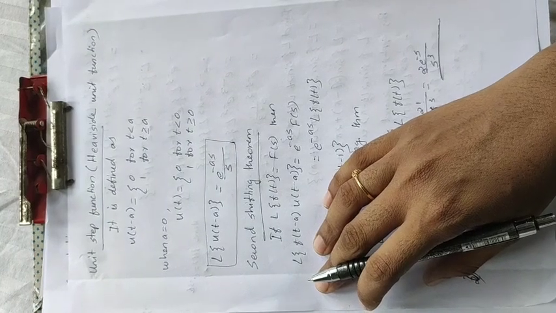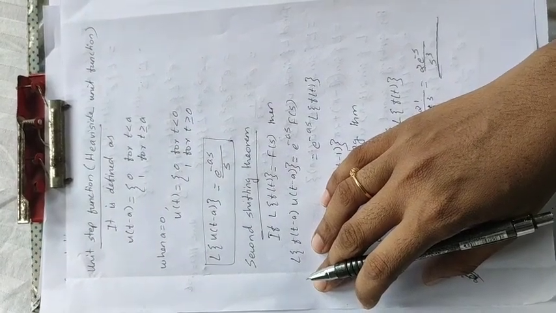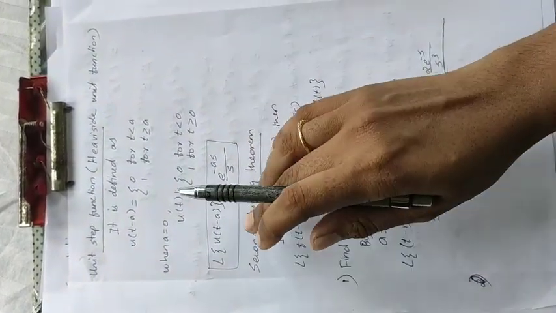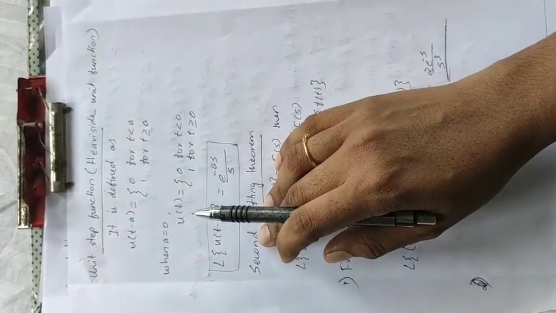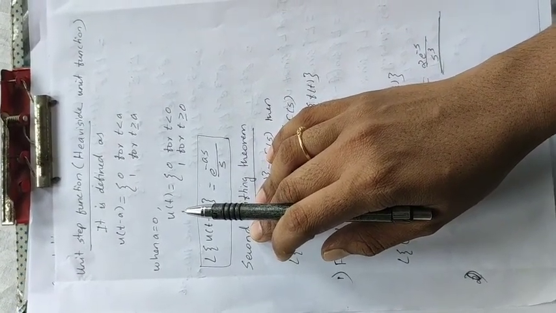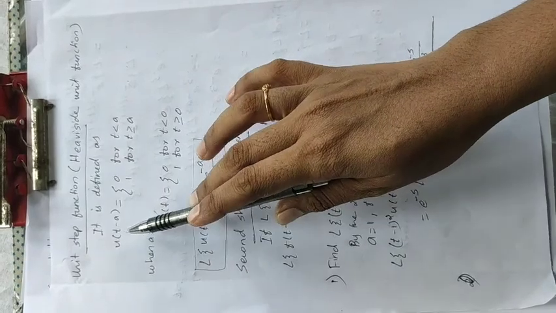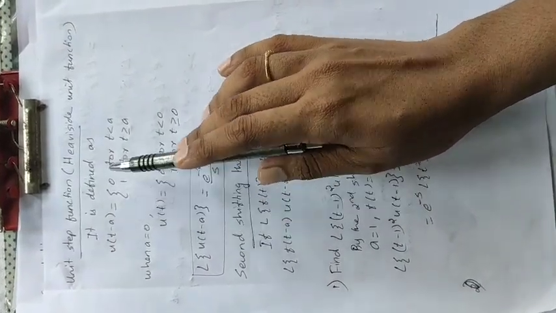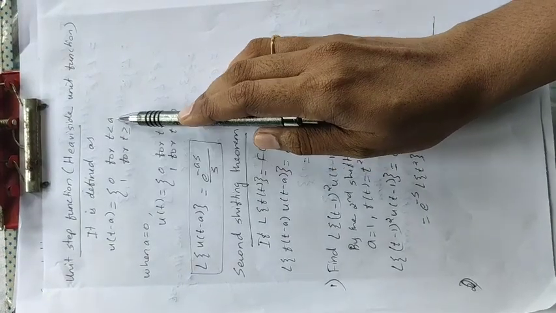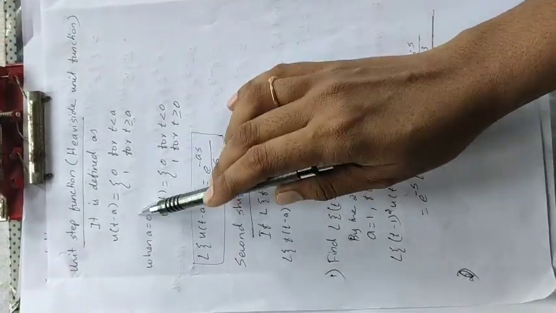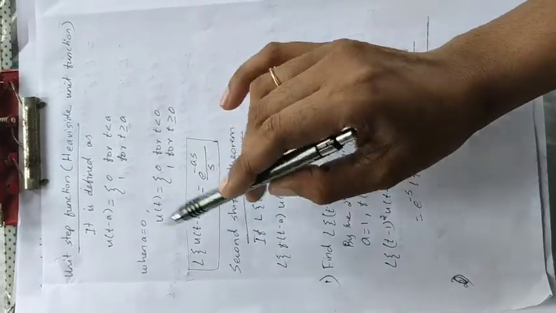Hi all. Next we have to study some special functions and their Laplace transforms. Okay, first one is the unit step function or Heaviside unit function. The unit step function is denoted by u of t minus a. U of t minus a is equal to 0 for t less than a, and 1 for t greater than or equal to a. So this is the definition of the unit step function.